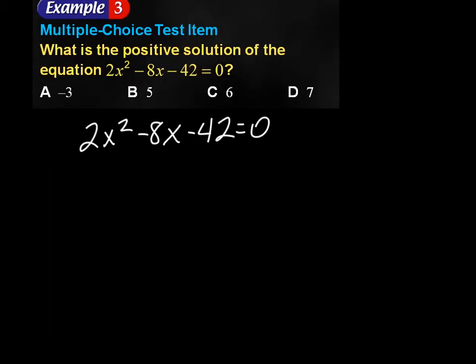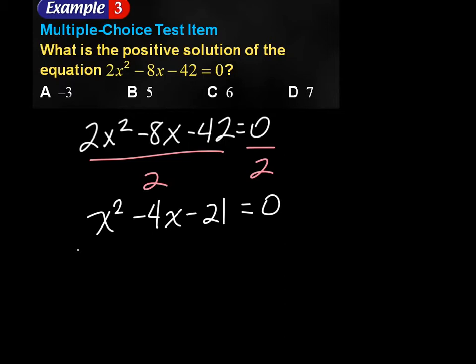This is a really smart way to word a multiple choice question for solve by factoring. They said, what is the positive solution? So they didn't give you both solutions. That's kind of smart, because then you could just plug and chug and see what works. I'm going to divide both sides by 2 first, just to make my number smaller.